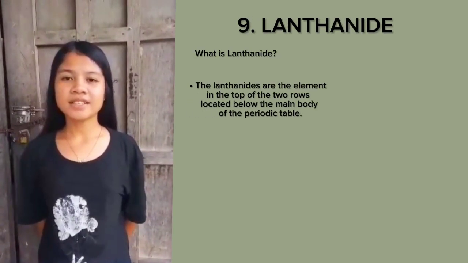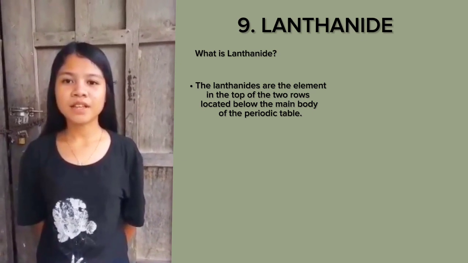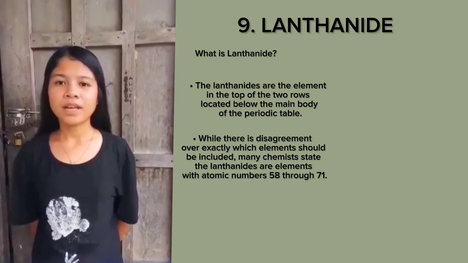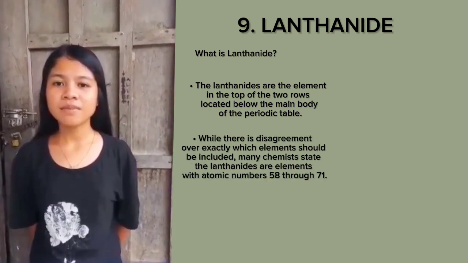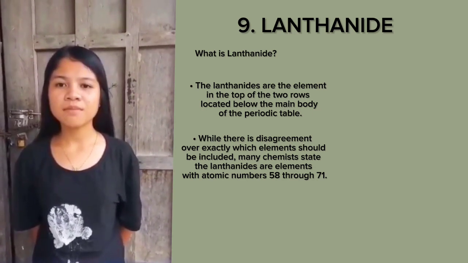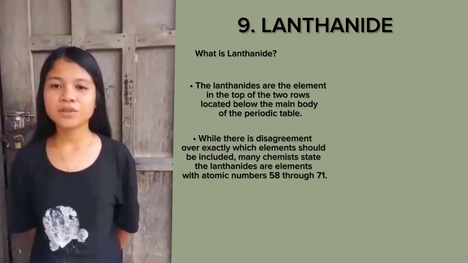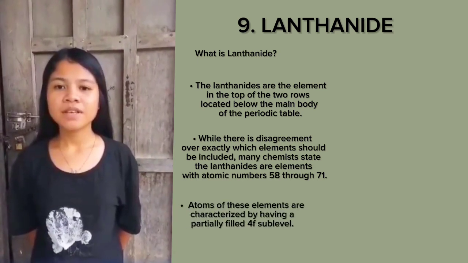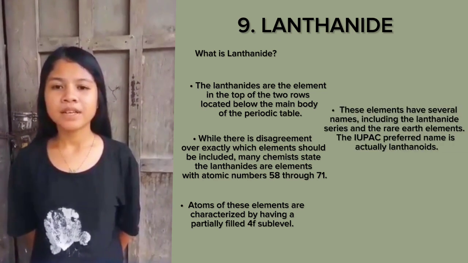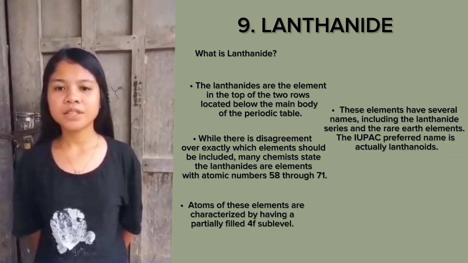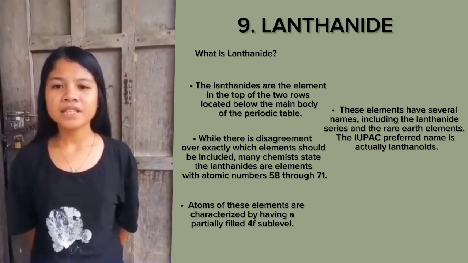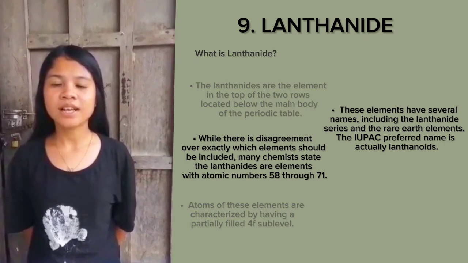Lanthanides. What are lanthanides? The lanthanides are the elements in the top of the 2 rows located below the main body of the periodic table. While there is disagreement over exactly which elements should be included, many chemists state the lanthanides are elements with atomic numbers 58 through 71. Atoms of these elements are characterized by having a partially filled 4f sublevel. These elements have several names, including the lanthanide series and the rare earth elements. The IUPAC preferred name is actually lanthanide.